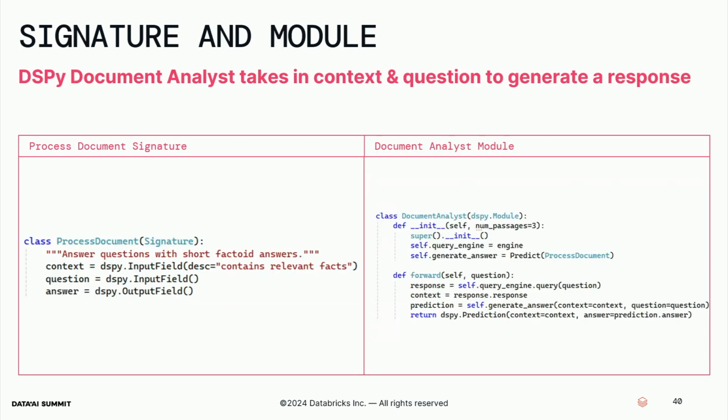The process document signature defines the structure for answering questions using DSPy, where the input fields accept context and a question, and the output field is reserved for the answer. This signature serves as the foundation for the document analyst module, which is built to handle the context and generate responses.